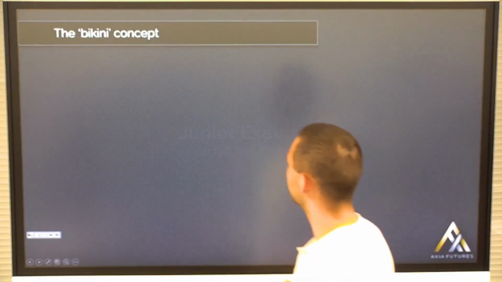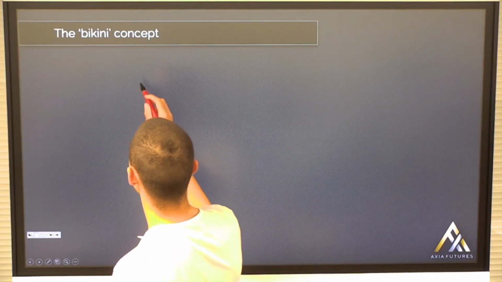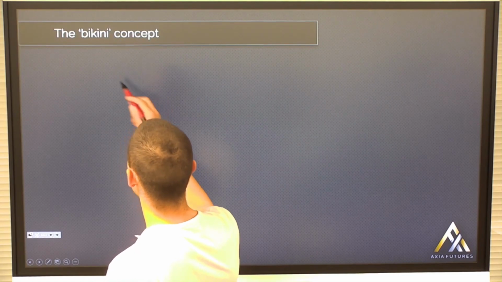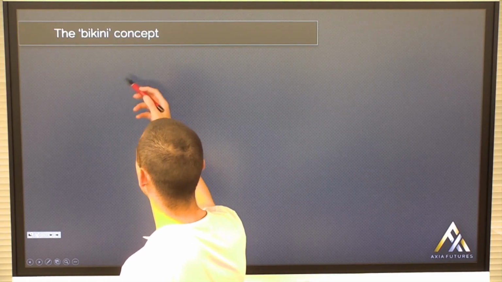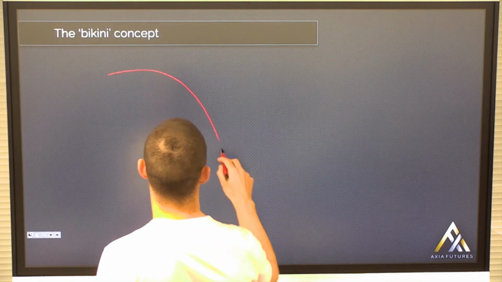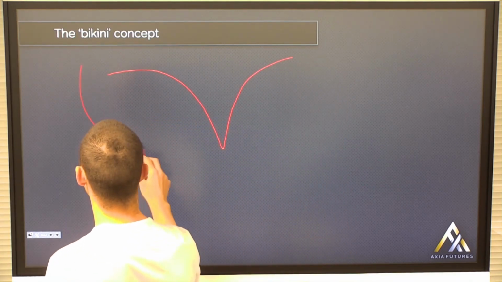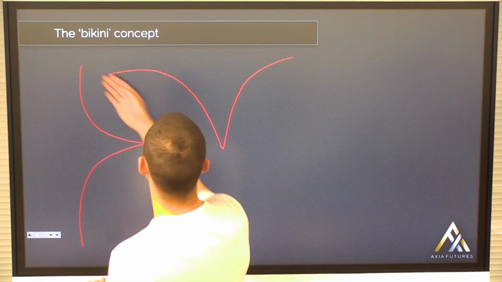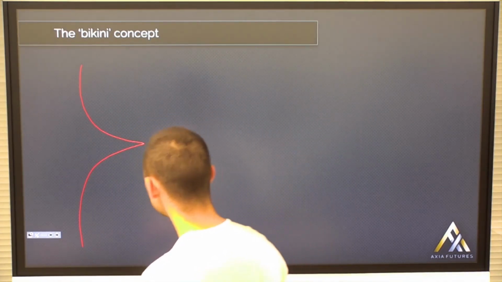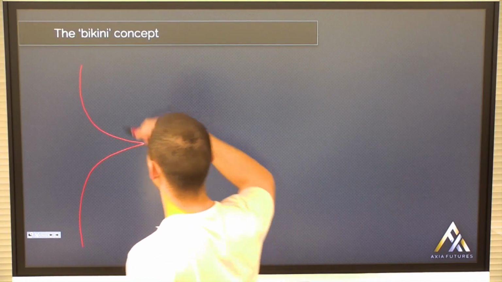All right, here we have just a blank slide. Let's start by drawing what this looks like. The name really is just there to make this memorable. So if I was to draw a bikini, it looks like this. If I was to draw a Bikini Market Profile, it looks like this. So let's get rid of this one. All right, that's the name. The name is just meant to make it memorable.